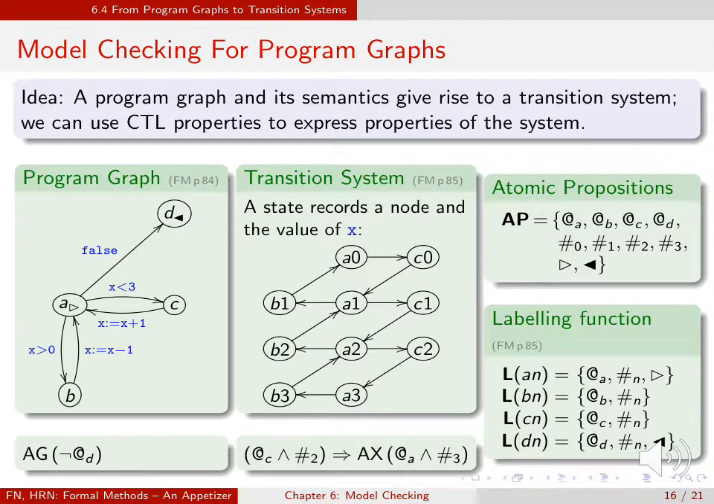So the property AG not at D expresses a property that we already talked about, that the program point D is in fact not reachable from the point of view of the transition system. The formula at C and #2 implies always in the next step at A and #3 says that whenever we are at the program point C with the value of x being 2, whatever we're doing in the next step will end up at the program point A and x will have the value 3.